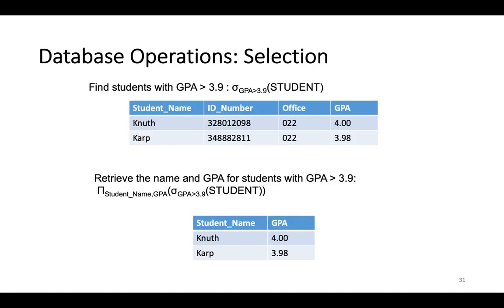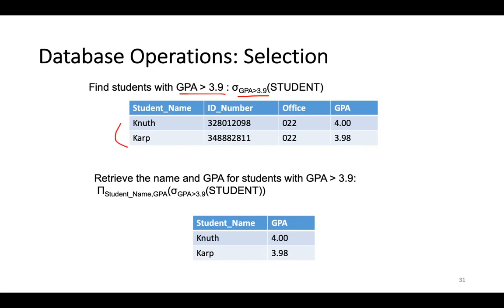And the more general one is selection. If you want to extract all the information from the table under a special condition, you can use selection. Here is the condition: GPA is greater than 3.9. So we can get all the students that have this high GPA. So sigma GPA greater than 3.9 on the student table, we will get these two students' information.